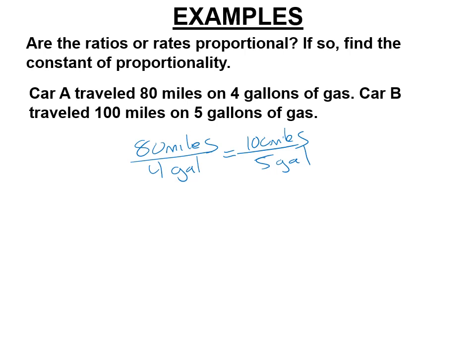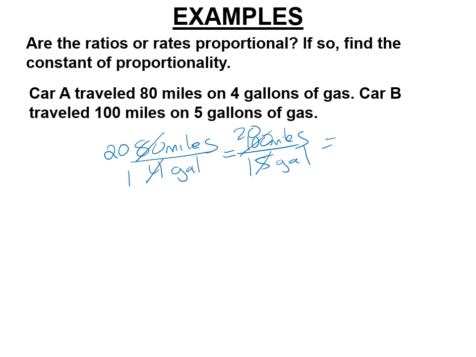So first we have to check if that's proportional. Well, we can divide those both by 4. 4 goes into 8 twice, so that's 20. 5 goes into 5 once, and that's 100, not 10. 5 goes into 100 twenty times, so they are the same.